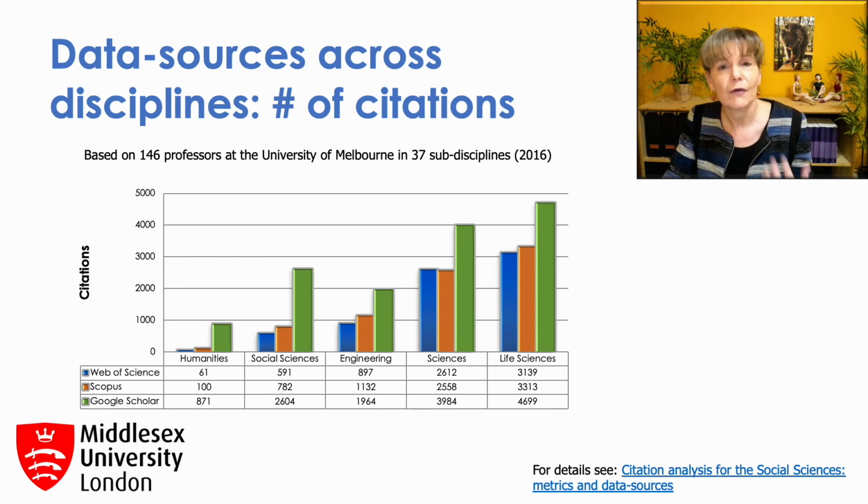Clearly, Google Scholar provides a much more level playing field for the humanities and the social sciences in particular, and doesn't disadvantage the other disciplines either.